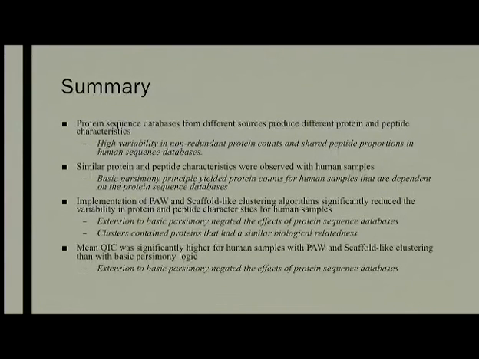And at the same time, the clusters that were generated from these algorithms were not only grouped based on peptide information, but they also had very similar biological and functional similarity. And finally, the mean QIC was significantly higher for human samples with the extended parsimony clustering compared to when the basic parsimony logic was implemented. And at the same time, we also noticed that this extension to parsimony logic has actually negated the effects of protein sequence databases on the mean QIC values.